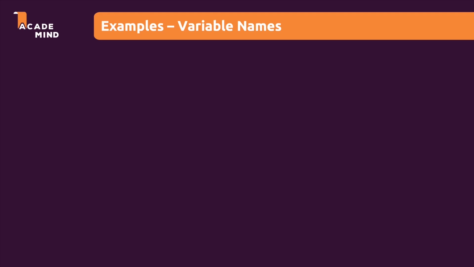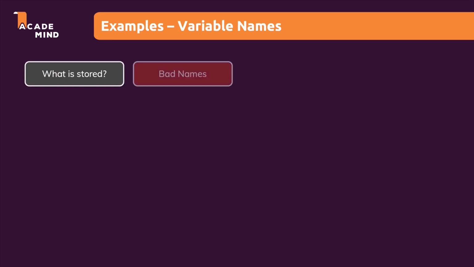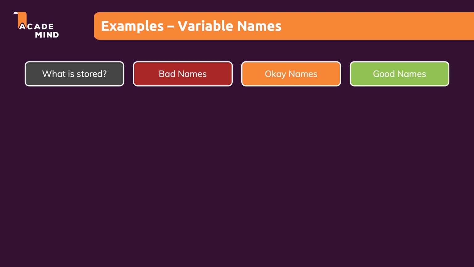So now that we know how to name variables, constants, and properties, let's see more examples and let's see different variations of names. For that, we will consider what's being stored. We'll then have a look at bad names, at okayish names, and at good names. And let's start with the good old user object again.